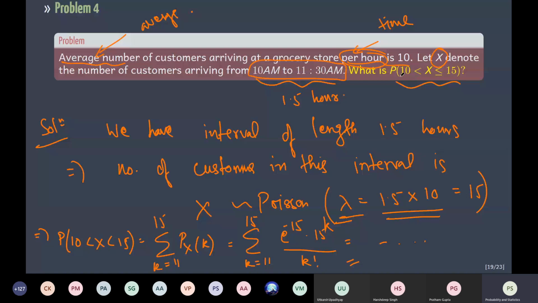You have to compute the probability that x is greater than 10. Since x is greater than 10, I have to start from 11, and since it includes 15, I have 15 included here. Then we sum this up. These are mutually exclusive events, so we sum them up and get the answer. So this will be all.